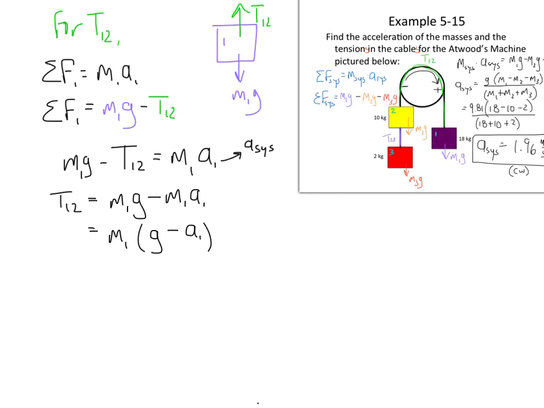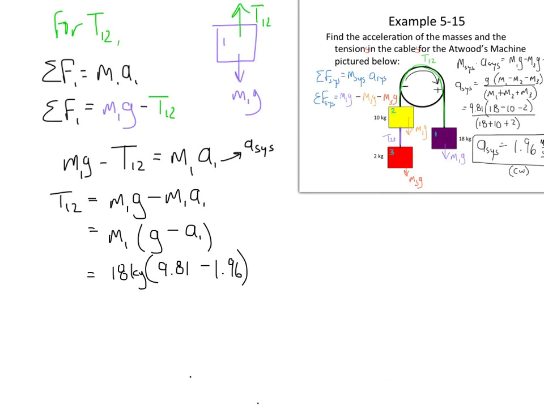Okay, let's plug in our values. Mass of 1 is 18 kilograms times the quantity 9.81, that's gravity, minus 1.96. You know, I haven't been putting my units in like I should, and I should at least keep it consistent.